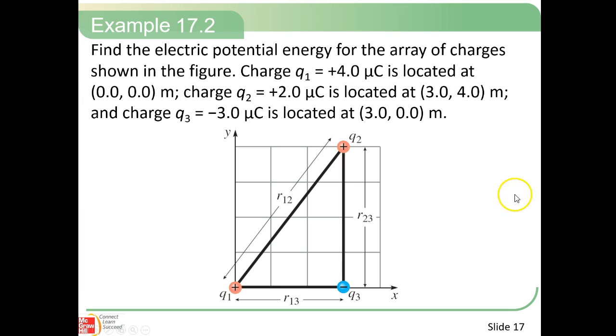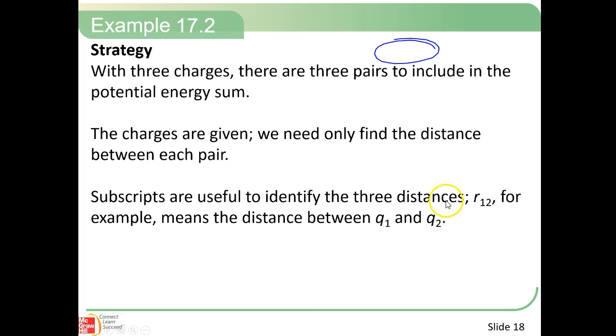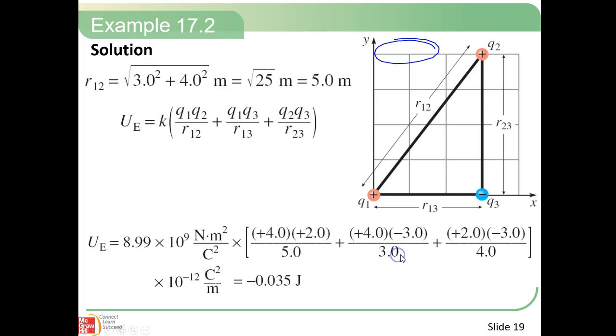This is a good example of what to do when you have those three charges. They want us to find the electric potential energy for what they call an array, because the charges are at certain positions. They gave us each one of the charges and the positions where they're at, so we can find the distances as we go through. We're going to have to find the sum. The charges are given; we just have to find the distances. Once we do that, we can plug it into our equation.